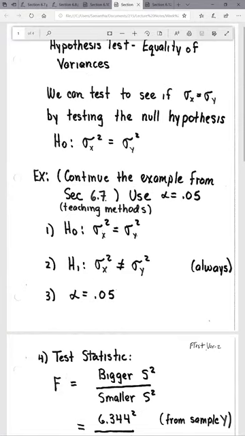So if we look at an example, continuing to use our example from section 6.7, the teaching methods example, let us use alpha equal to 0.05. Our null hypothesis is going to assume that our two variances are equivalent. Our alternative hypothesis is going to assume that they have a difference. In this class, we are going to always assume that it is a not equal to. So no greater than, no less than.